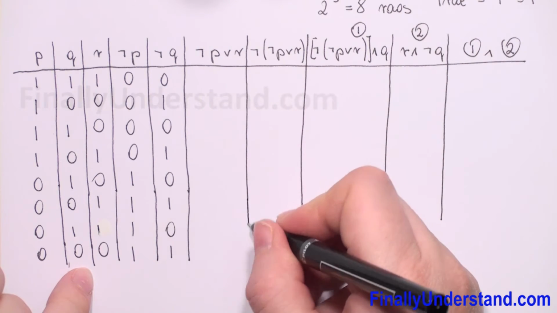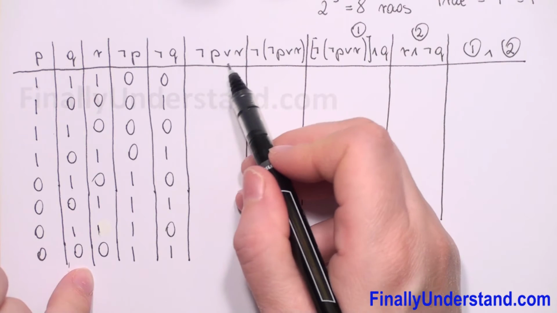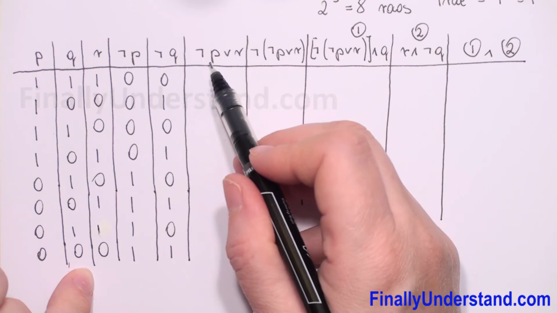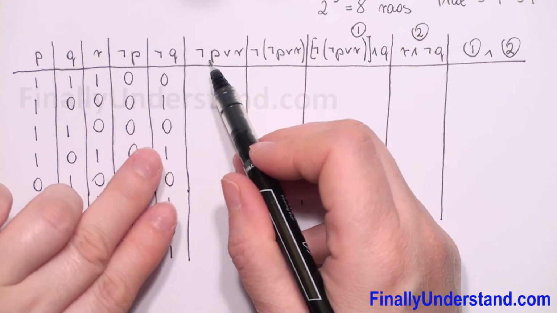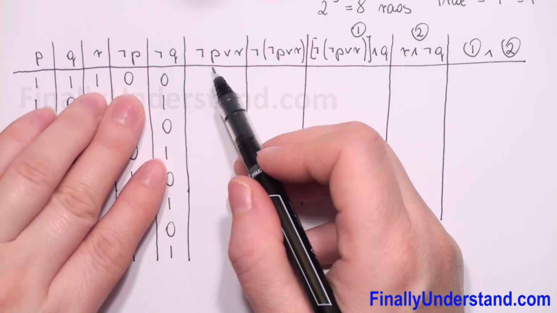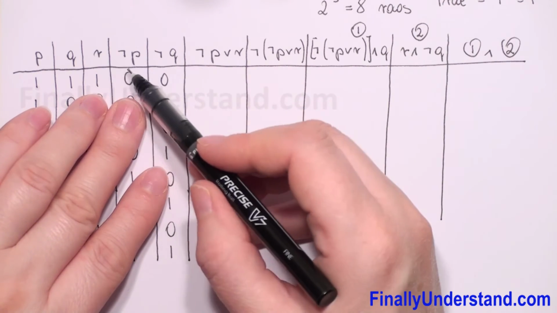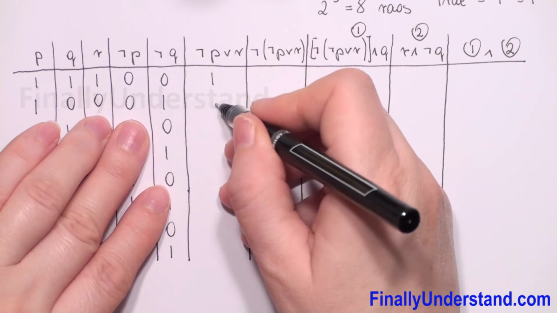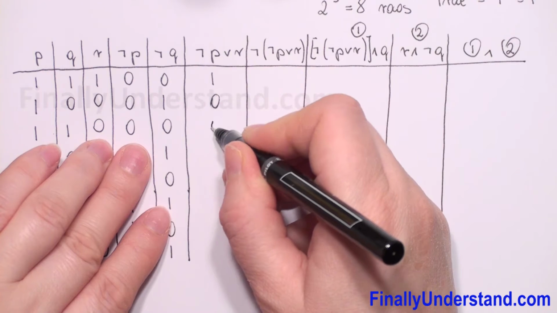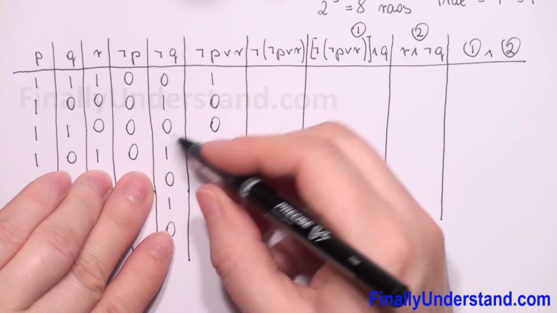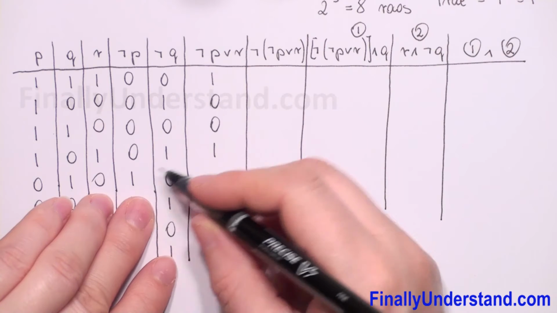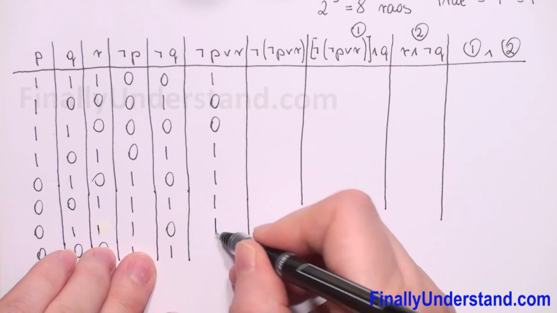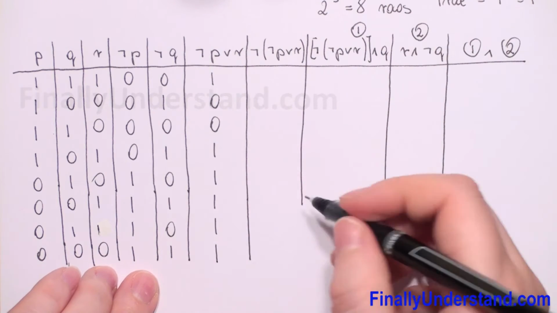Next, we have here a disjunction. We know that disjunction is false only when both simple statements are false. So we have to look now at not P and R, so with 2 columns, and we have or. So 1 or 0, so this is 1. 0 or 0, so this is 0. 0 or 0 is 0. 1 or 0, this is 1. 0 or 1, this is 1. 1 or 1, 1. 1 or 1, 1. 0 or 1, so it's 1.